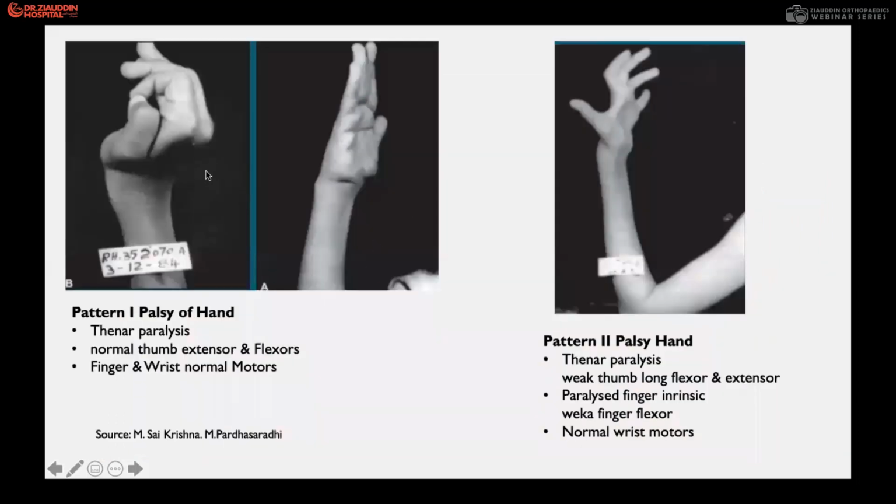Here is a patient which shows type 1 paralysis. There is thenar muscle paralysis, and there is no opposition and abduction of the thumb joint. Here is type 2 paralysis.